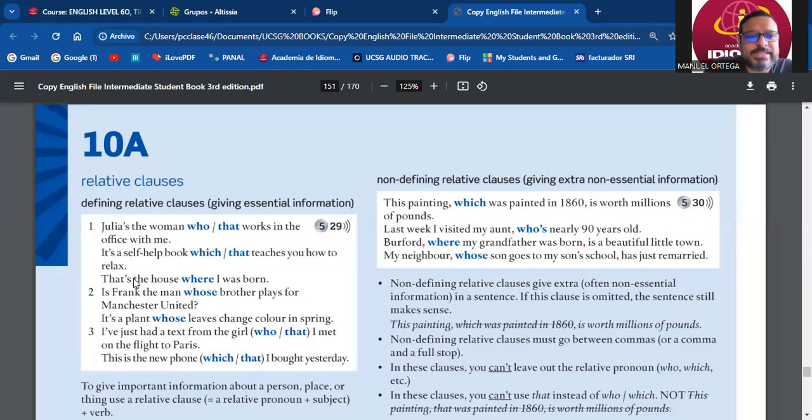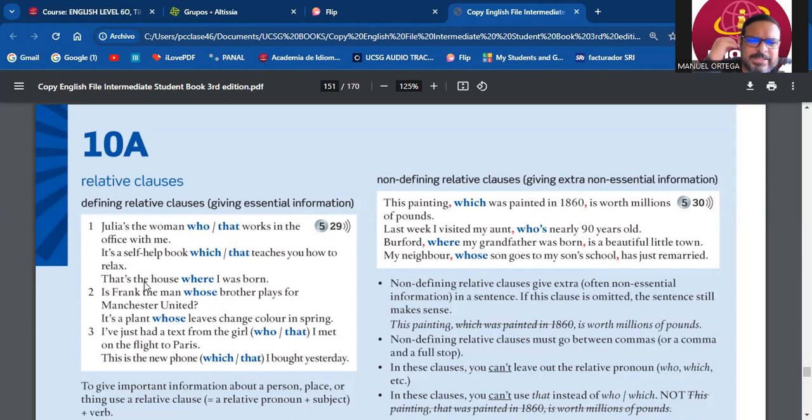The next sentence: it's a self-help book which or that teaches you how to relax. The sentence is about a book, so now the connector we are going to use is which or that. It's a self-help book which teaches you how to relax. It's a self-help book that teaches you how to relax. You have the two options. For things, you can use which or that. For people, you can use who or that.